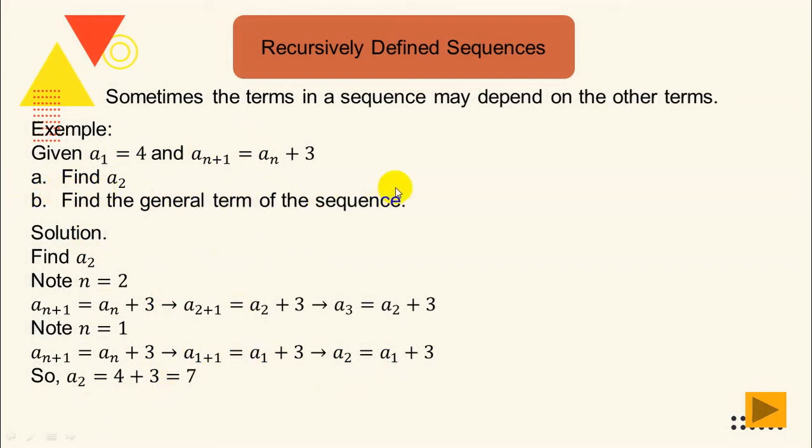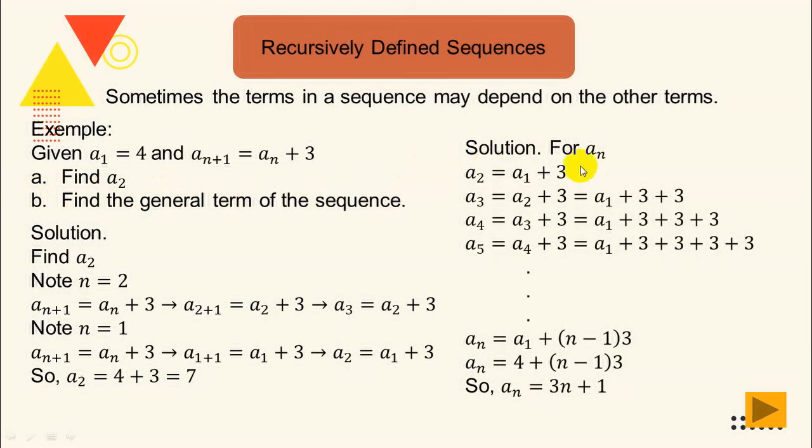And then you need to find the general term of the sequence. Okay, from here, you can see that the second term is equal the first term plus 3, and then the third term is equal the second term plus 3, and so on until a5 equal a4 plus 3. If you want to continue, maybe you will think, oh, so a_n is equal a_(n-1) plus 3, right? Because the difference is always 1. Okay, so maybe you can think like that.